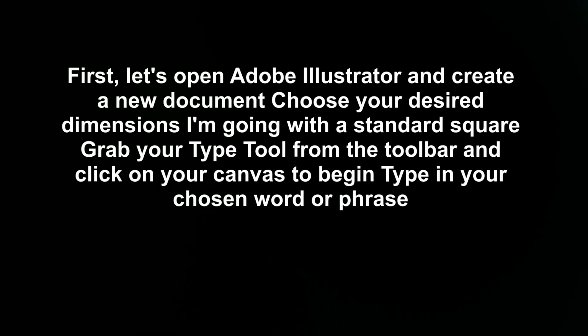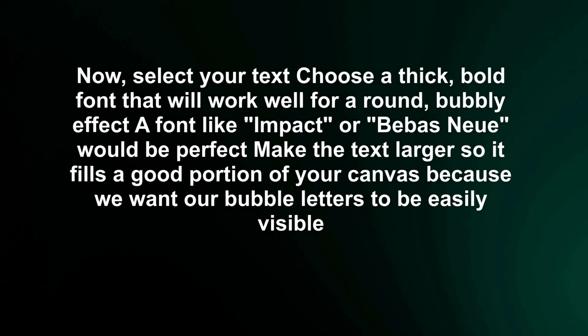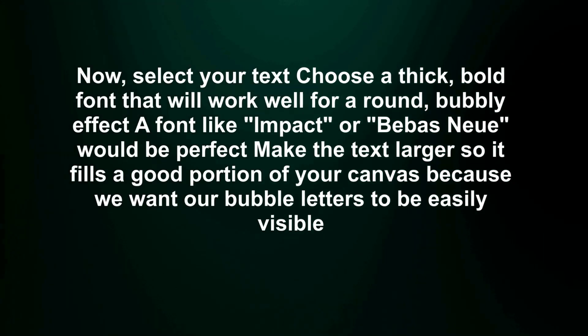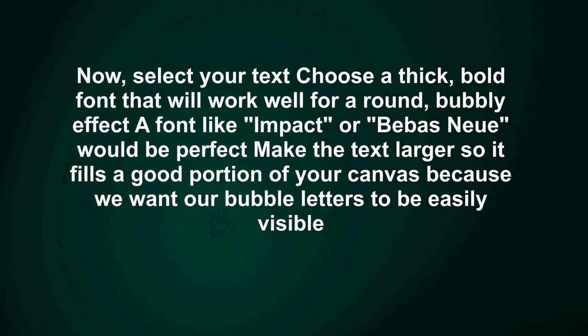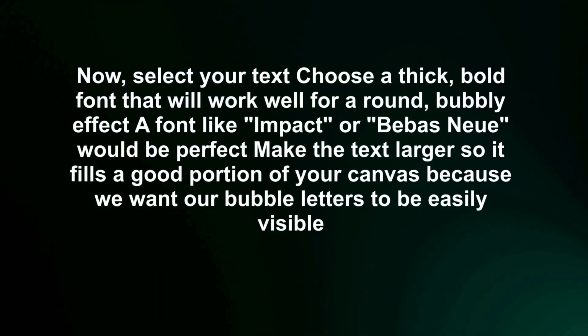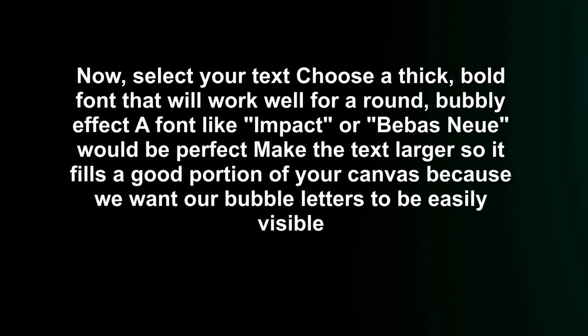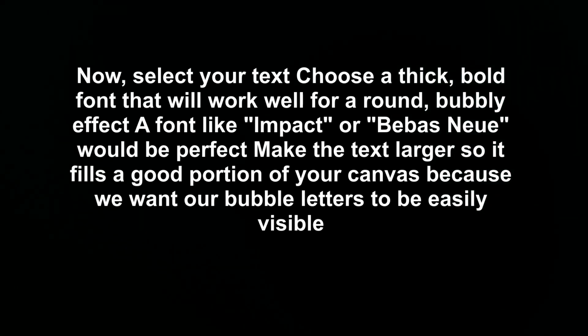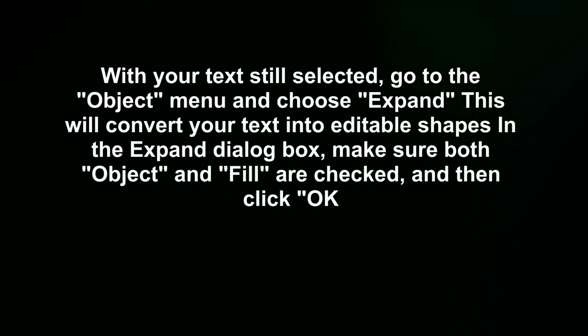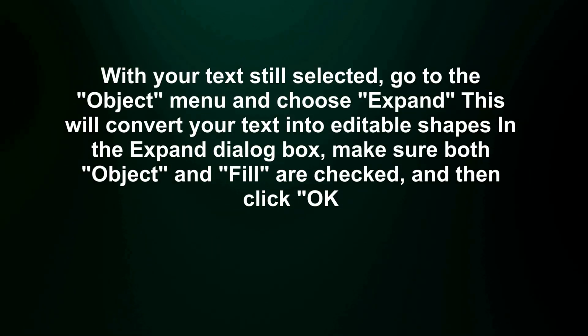Type in your chosen word or phrase. Now, select your text. Choose a thick, bold font that will work well for a round, bubbly effect. A font like Impact or Bebas Neue would be perfect. Make the text larger so it fills a good portion of your canvas, because we want our bubble letters to be easily visible. With your text still selected, go to the Object menu and choose Expand.